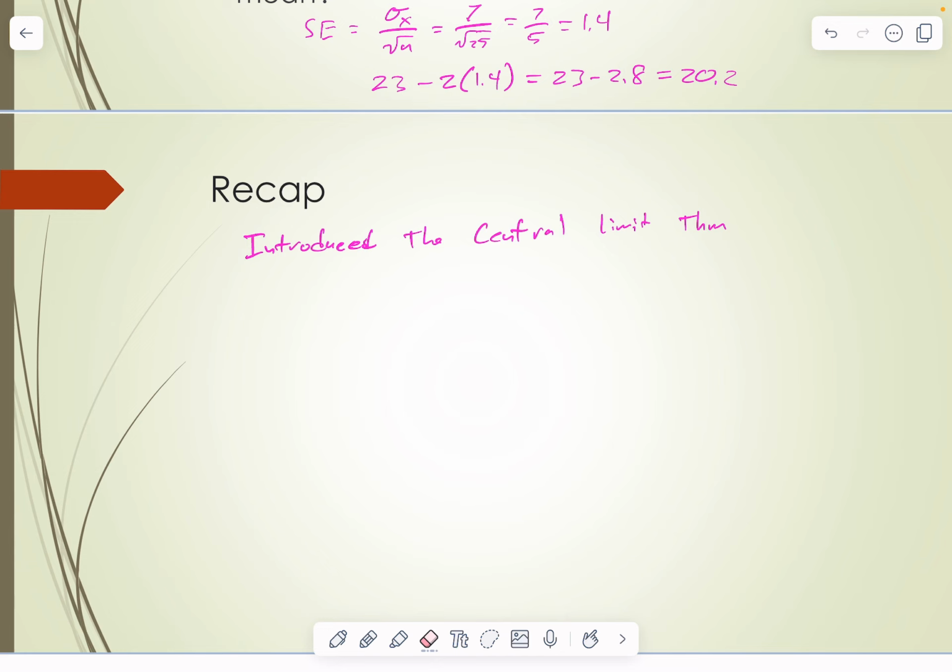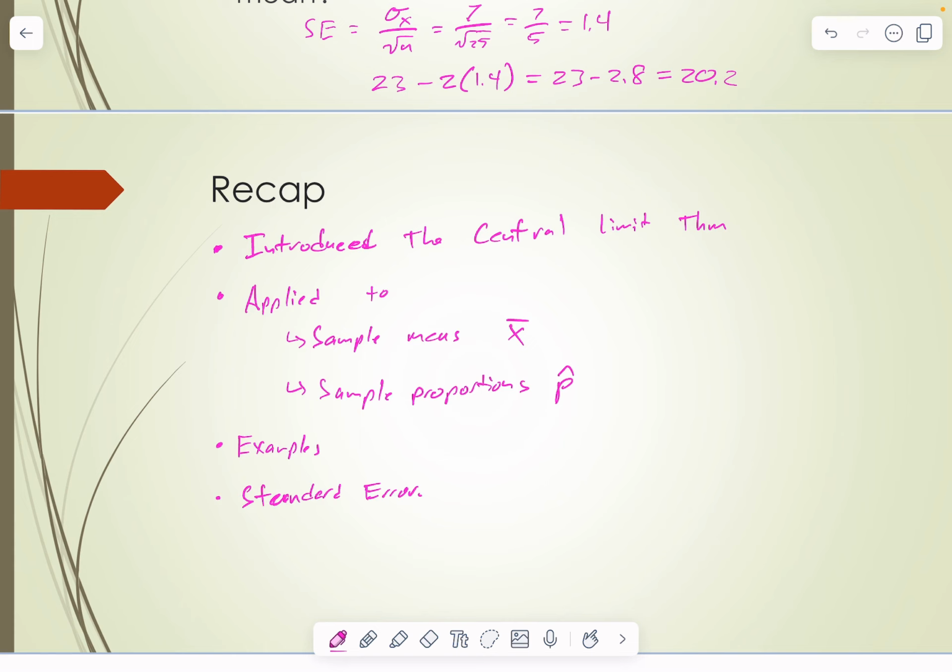Recap. What did we do today? We introduced the central limit theorem and discussed how it applied to sample means and sample proportions. We did examples and discussed standard error. Okay, and that was it.